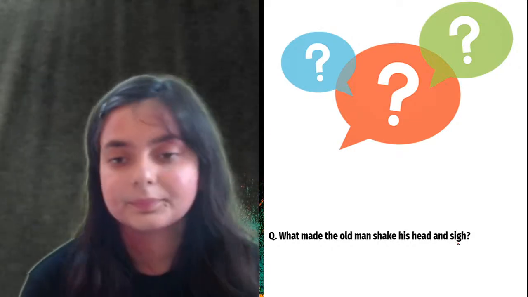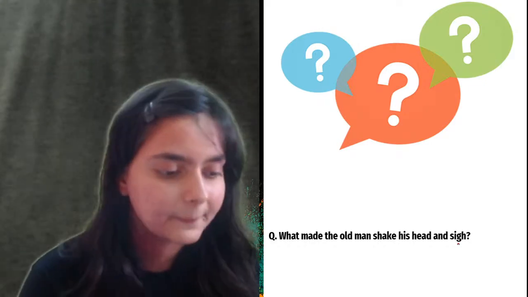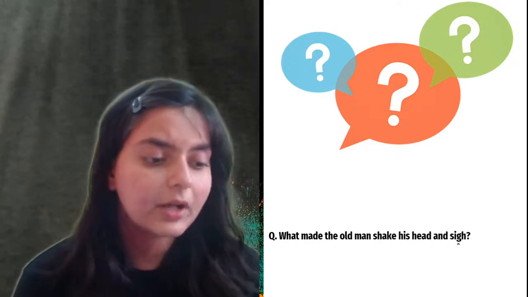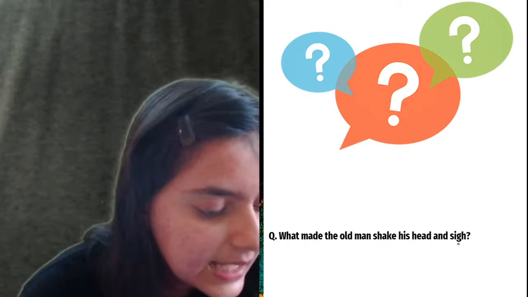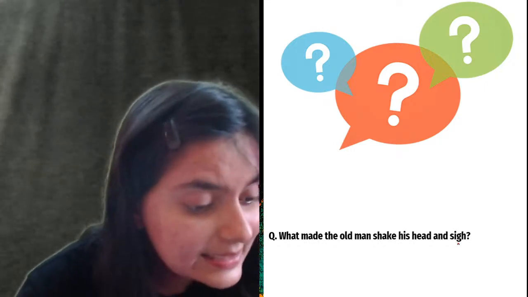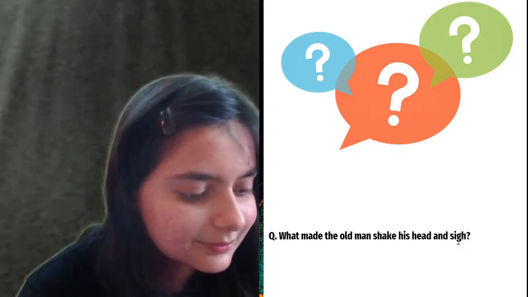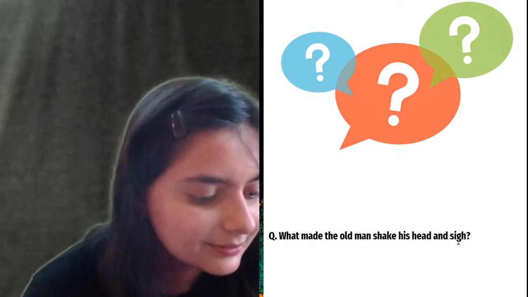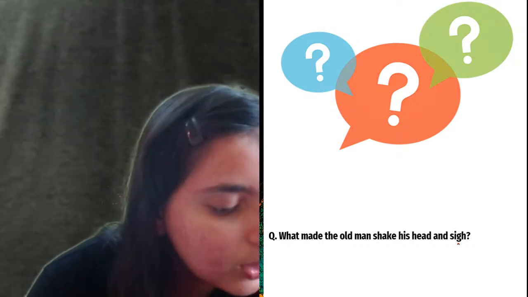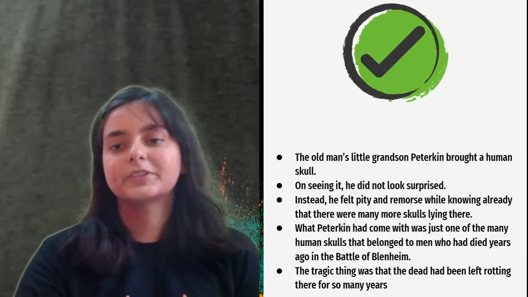Come on, guys. What made the old man shake his head and sigh? Please tell me, guys. I'm waiting for your answer. The skull of a man who was slain in war. Okay, very good, Bhumi. Anything else? Yes, Sanju, you are correct. Naman is saying the old man shook his head and knew a natural sight was short. Very well said, Naman. Absolutely correct.